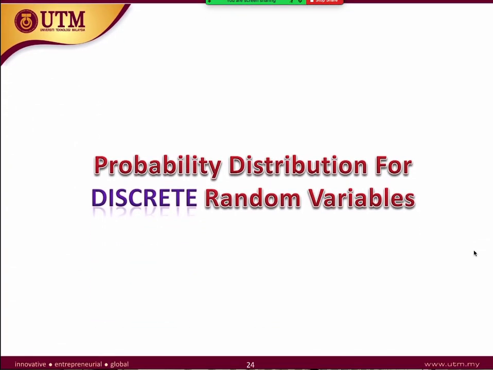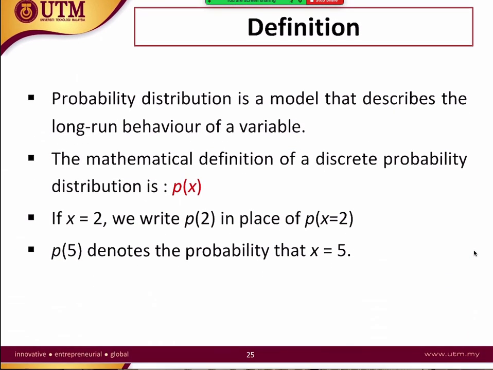So how do we calculate the probability distribution for a discrete random variable? How are we going to calculate the probability distribution for discrete random variables?